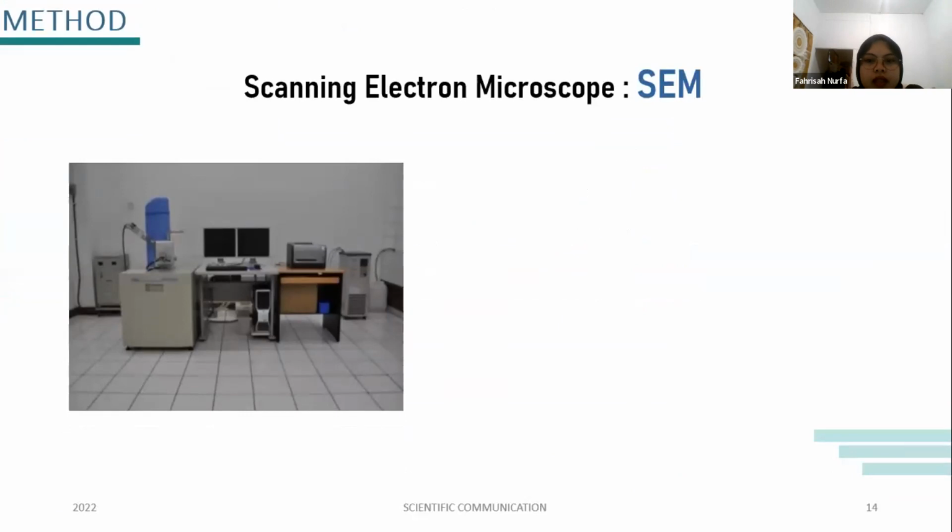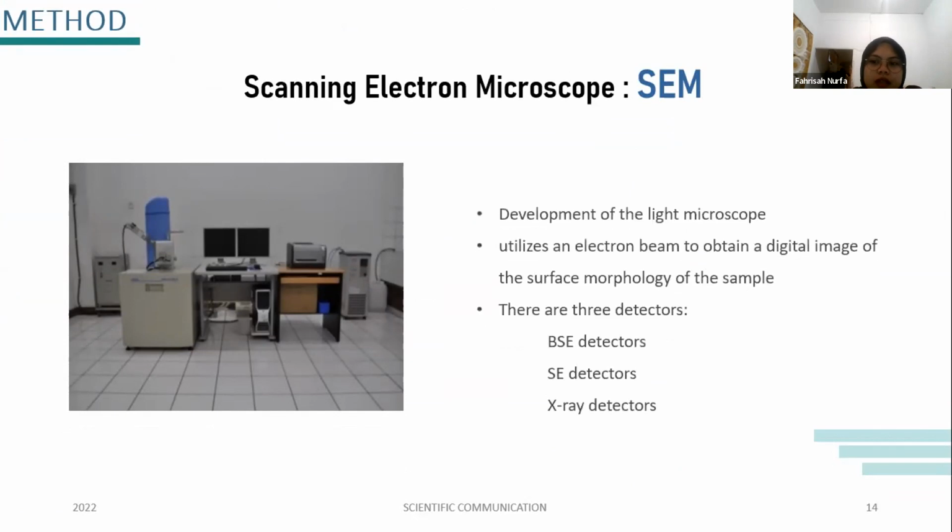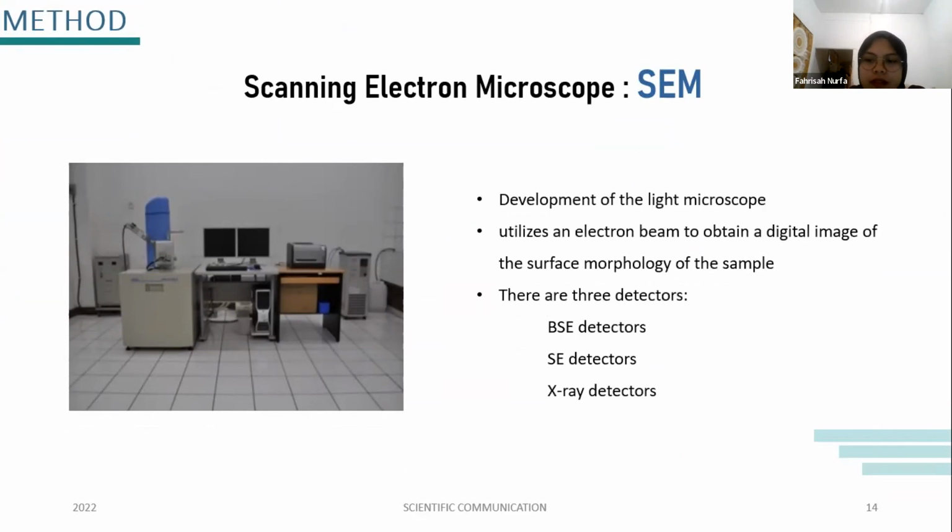And the last is scanning electron microscopy, or SEM. SEM is the result of the development of the light microscope. SEM uses an electron beam to obtain a digital image of the surface morphology of the sample. There are three detectors in this method, namely backscatter electron detectors, secondary electron detectors, and the last is X-ray detectors. The X-ray detector will provide information about the elements contained in the sample.